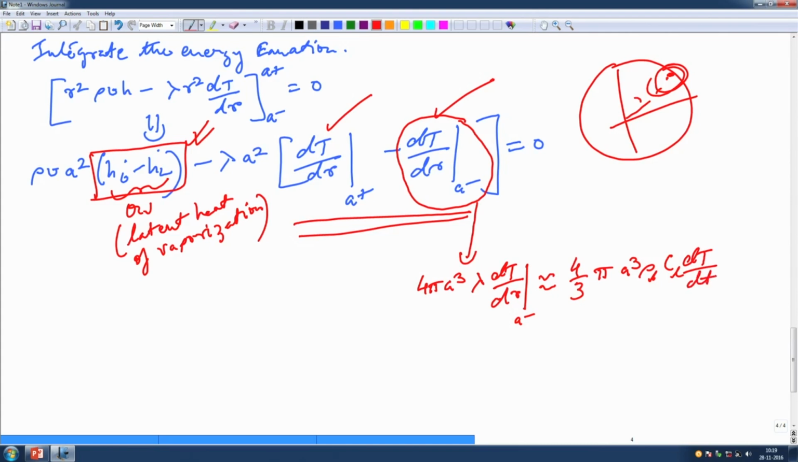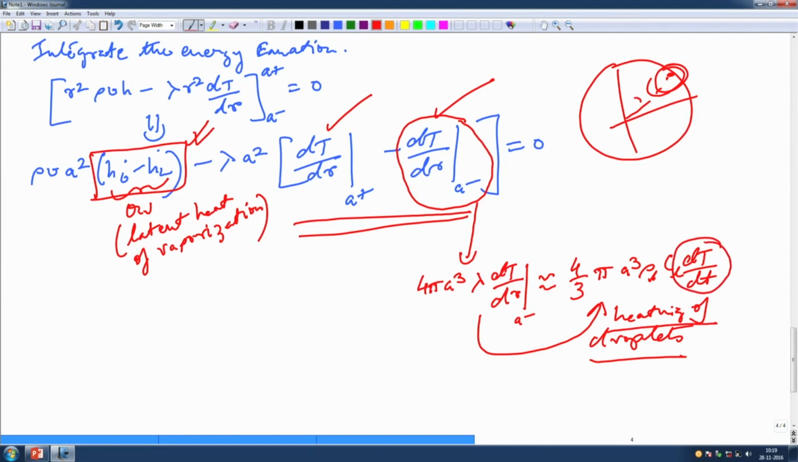Okay. That means that all the heat that is conducted goes into heating of the droplet. This is the heat that is conducted, right, it goes into heating of the droplets, where this is the temporal signature of the same. Understood? What does this mean? This means essentially the slope of the temperature curve here. And what does this mean?